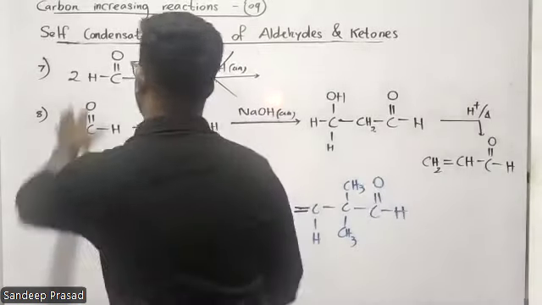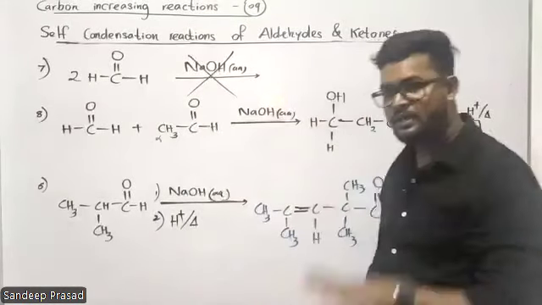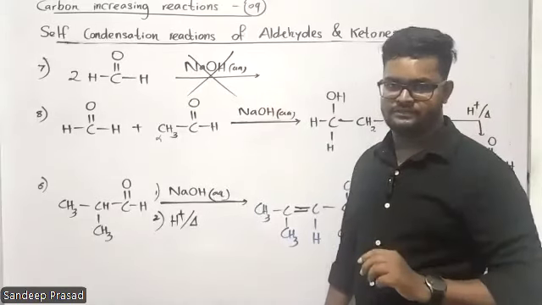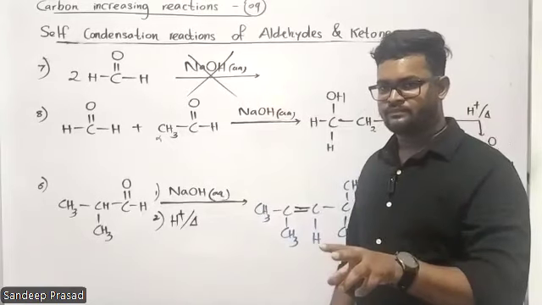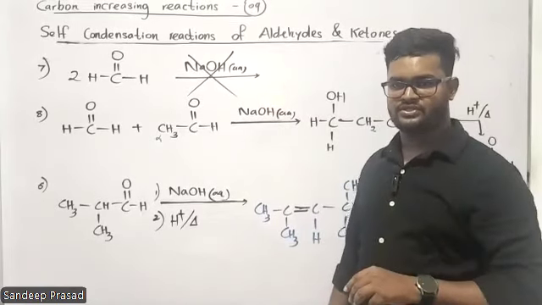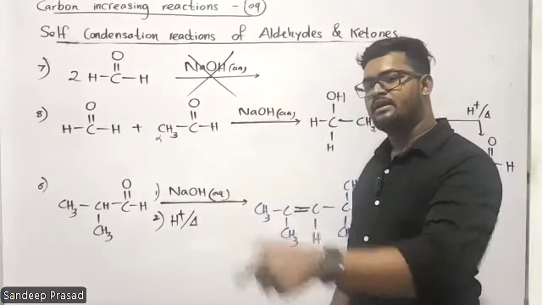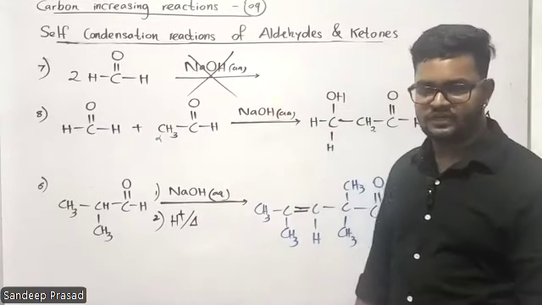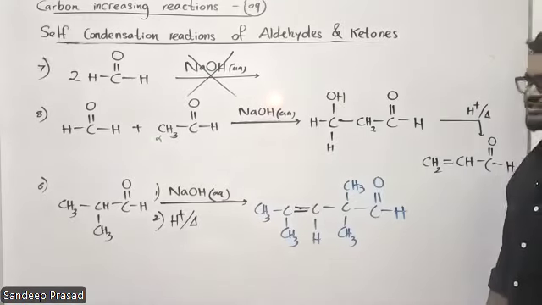Remember, two methanal molecules cannot undergo self-condensation reaction because they have no alpha carbon or alpha hydrogen. So to do a condensation reaction, this methanal molecule chooses another aldehyde or ketone which has an alpha carbon with alpha hydrogen. Then it can undergo the condensation reaction like this.